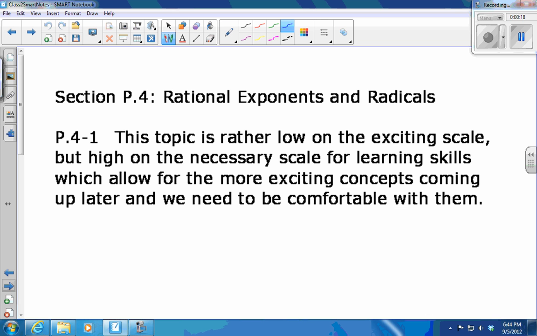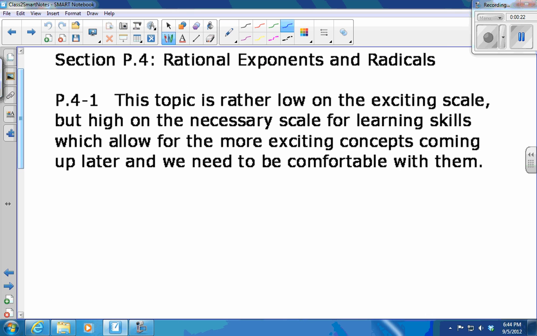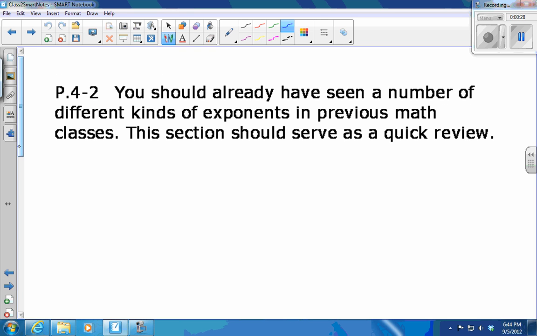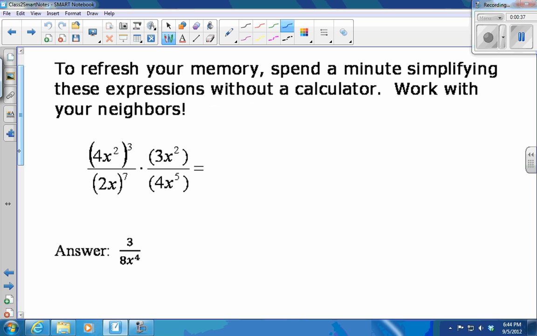Okay, so rational exponents and radicals. So maybe not the most exciting thing we've ever talked about, but it'll be important later. You should already have seen a number of different kinds of exponents in a previous math class. This is going to be a quick review. So to refresh your memory, spend a minute or two, work in your groups, trying to simplify this expression, and make sure you get it to come out to this answer.